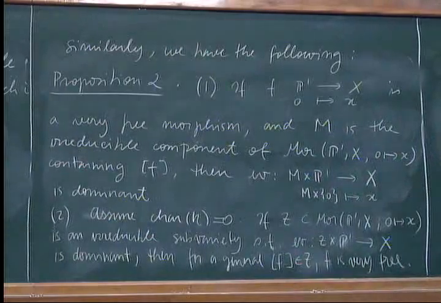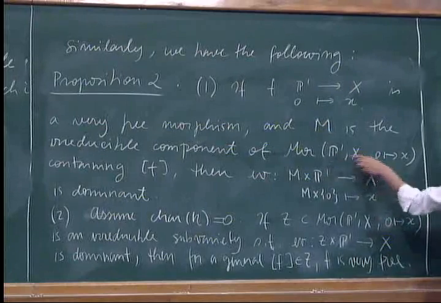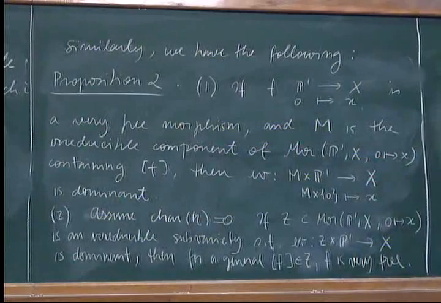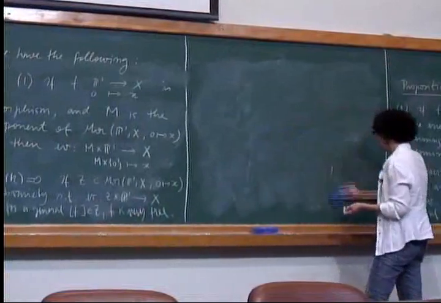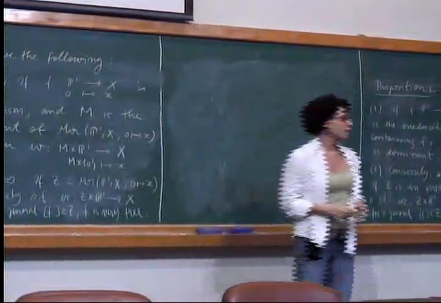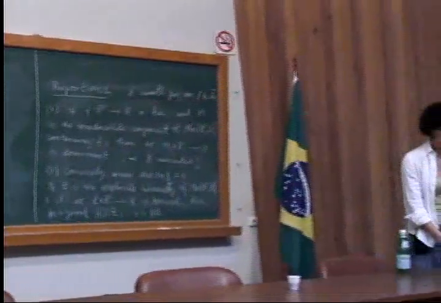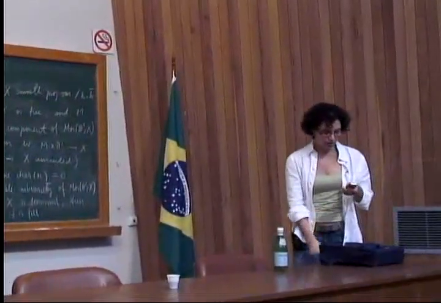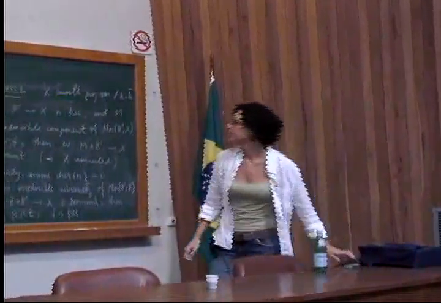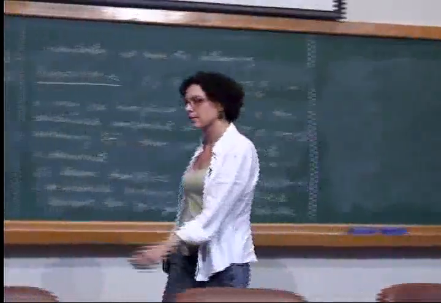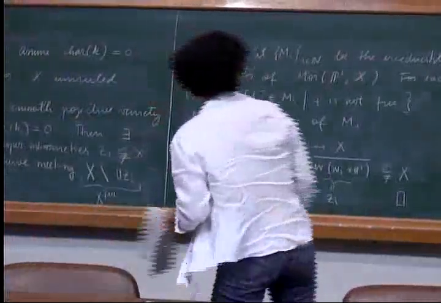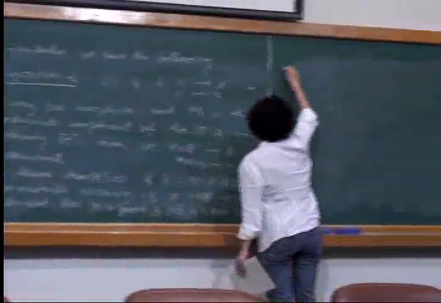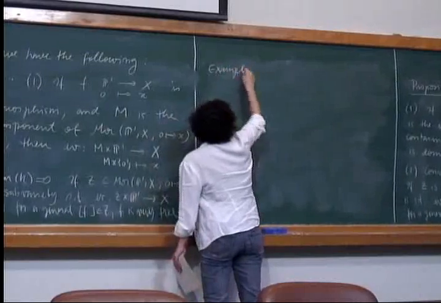And the proof is exactly the same, just replacing the space of morphisms with this space of morphisms with fixed point and the corresponding evaluation maps. Okay, I wanted to do some examples, but I guess I don't have much time. So let me leave this as an exercise to compute some examples. I'll just say what the result is.